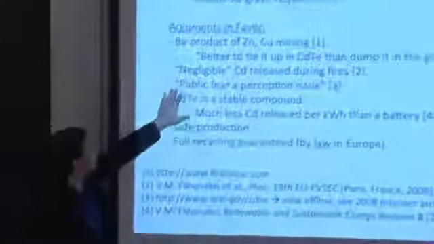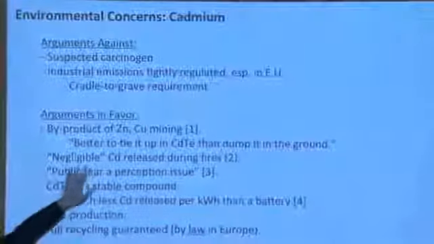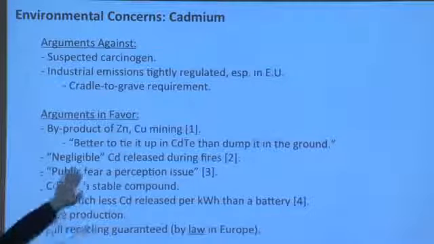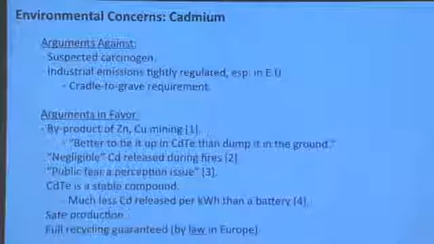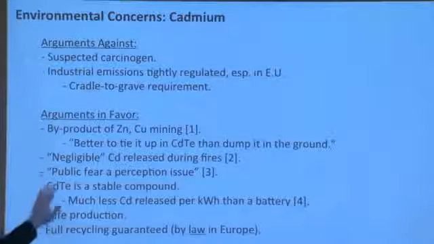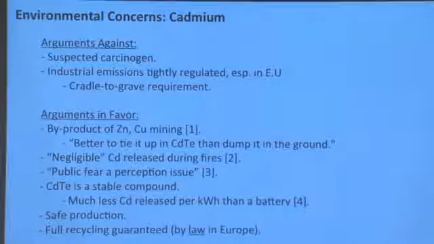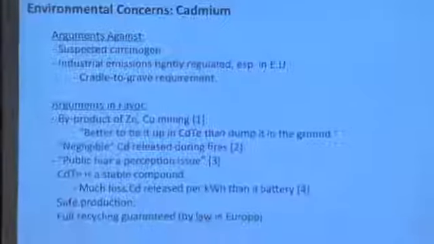The argument in favor of having cadmium inside of solar panels is the following: it's better to tie up cadmium inside of a relatively inert compound, CdTe, than to have it go off and cause problems on its own. If you heat it up, the CdTe would evaporate congruently. Typically, so-called negligible amounts of cadmium are released during fires, and I put it in quotes because these are studies, very good studies, and I trust the work coming out of Fthenakis' group very much.